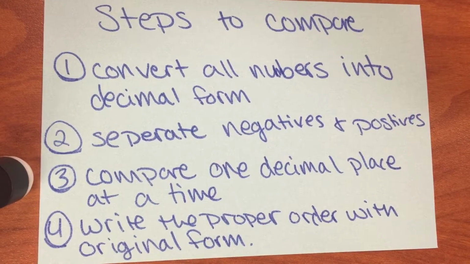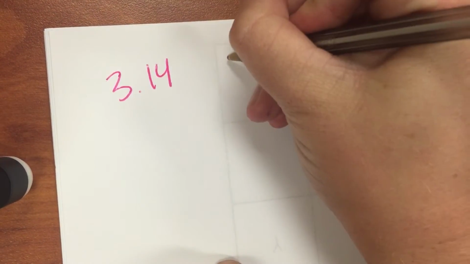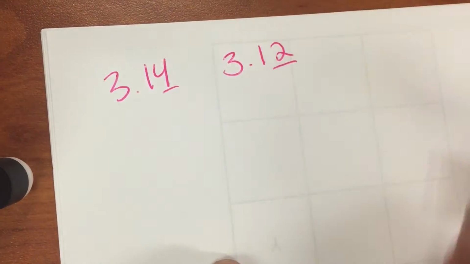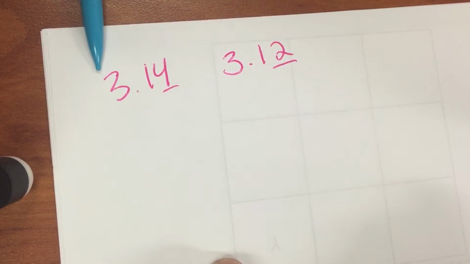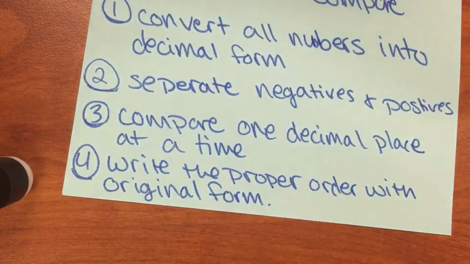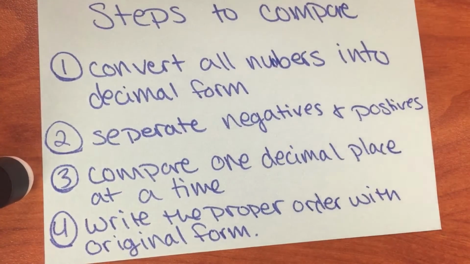Three, compare one decimal place at a time. In saying that, I'm saying like 3.14 versus 3.145. Make sure you're comparing those same places. So if I have 3.14 and I'm comparing it versus 3.12, I'm comparing this place value together. Because the threes are the same, the ones are the same, so you want to go over to the next place value. And then you're going to write them in the proper order with the original form.